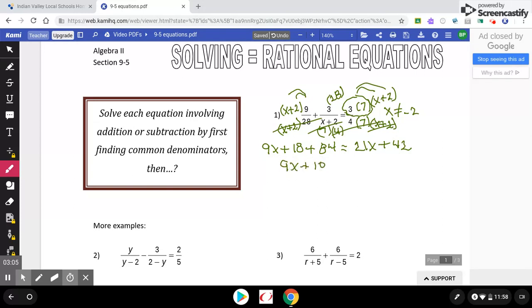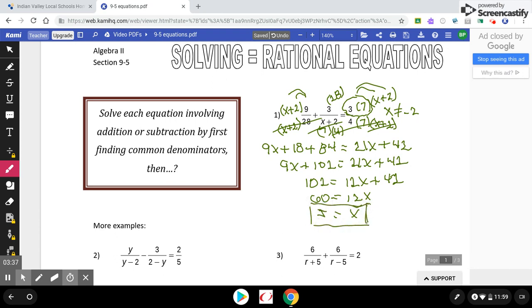9x, total these guys up, 102. How can I get the x's to one side? I could subtract the 9x over. That would give me a 12x and 42. My 2's are terrible. Well, move the 42. Subtract the 42 over. I got 60. Divide both sides by 12. And we got 5. So the answer is 5.